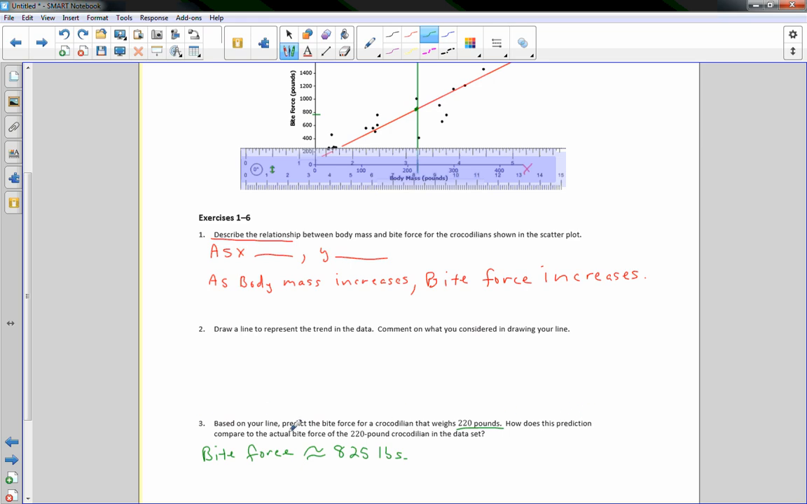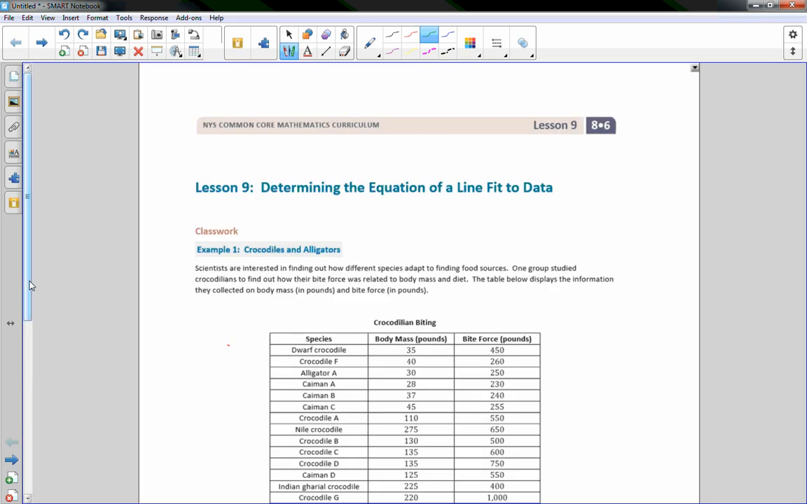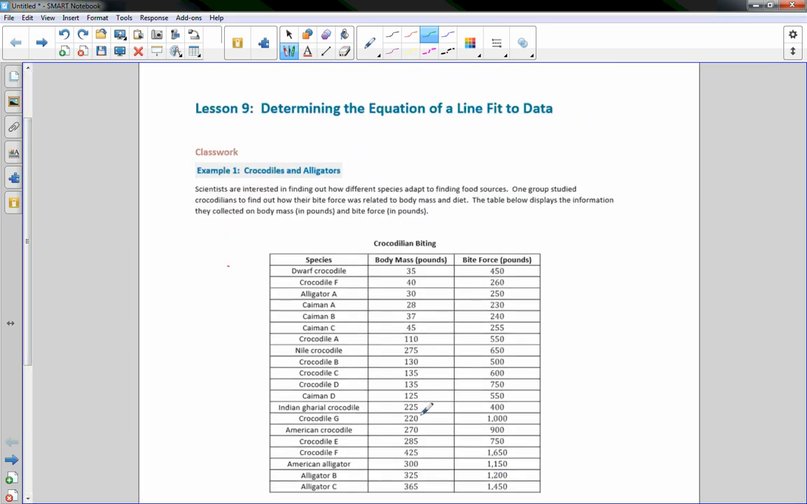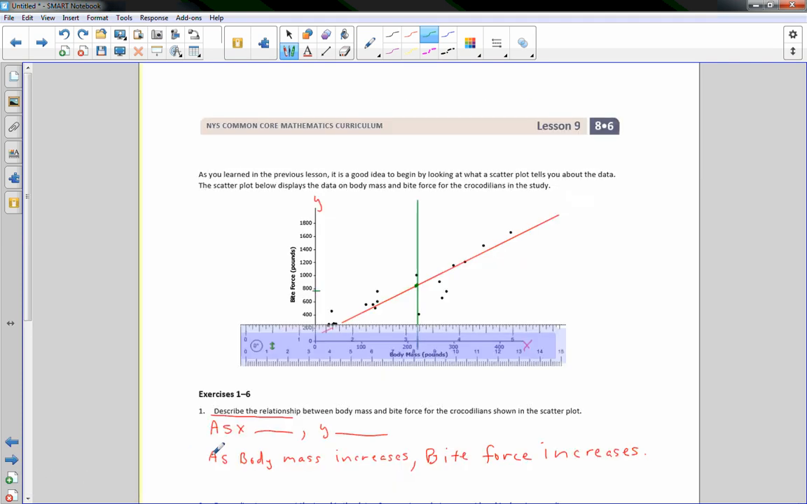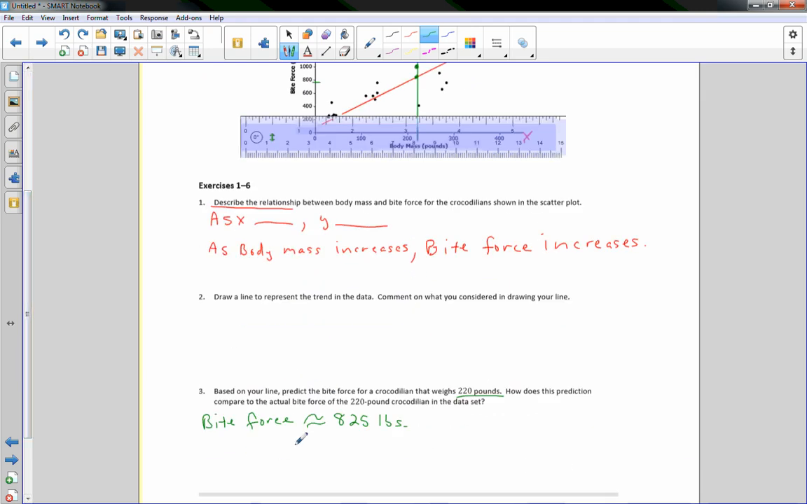How does this prediction compare to the actual bite force of the 220-pound crocodile in the data set? So now I'm going to look for 220 for the weight of the crocodile, and 220 is right here, and its bite force was 1,000 pounds. Okay, so when I look at that, a 220-pound crocodile should have been 1,000 pounds, which is right here. So I'm low. So how does it compare? Our prediction is low.